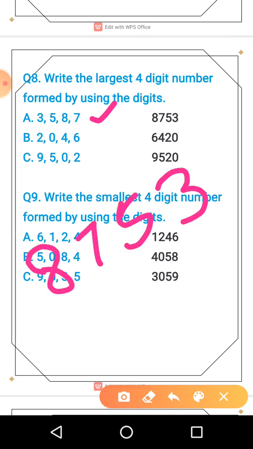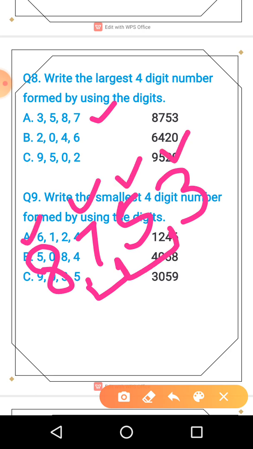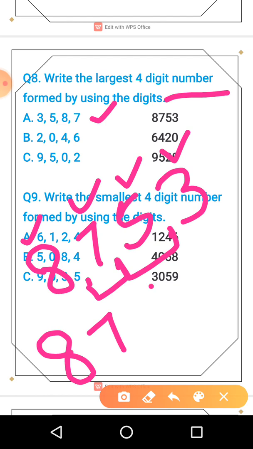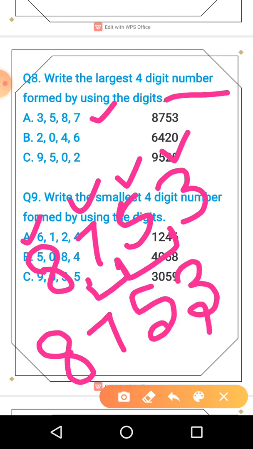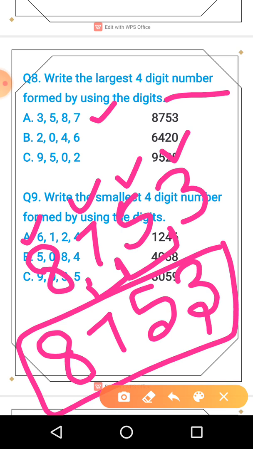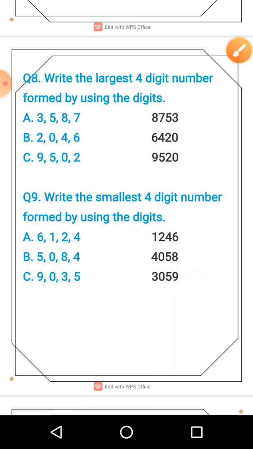But there is no need to put commas here. If you put the commas here, then it is read as 8, 7, 5, 3. These are 4 digits, but you have to create a number. It means there is no need to put commas here. We will write simply like this, and the answer will be 8753. As simple as it is.